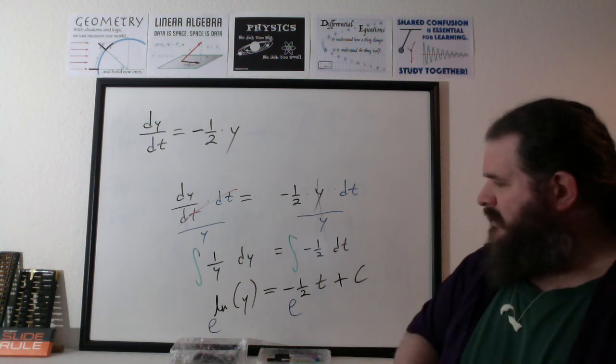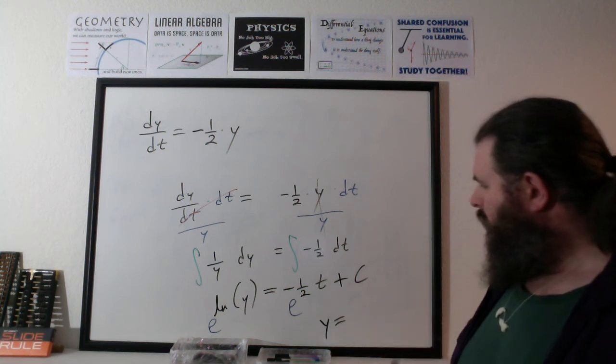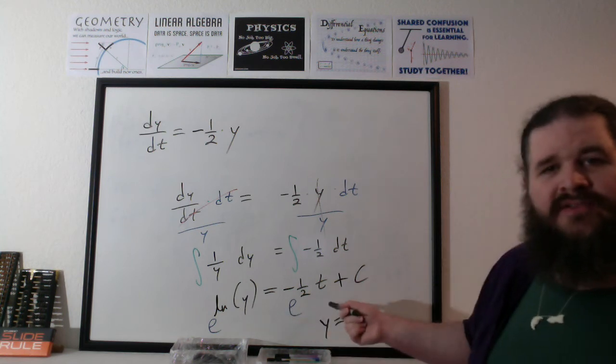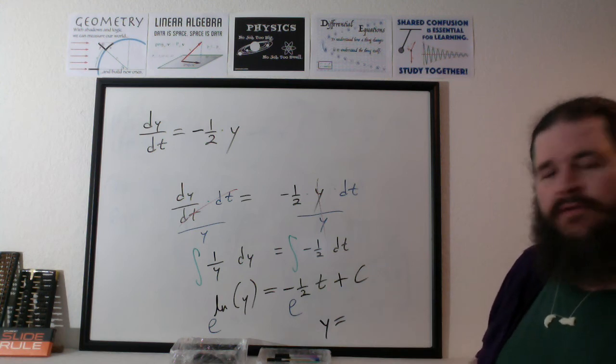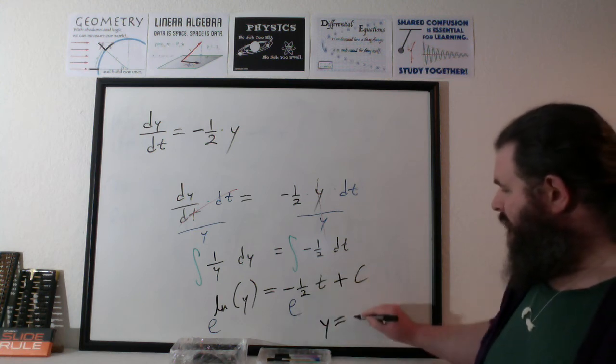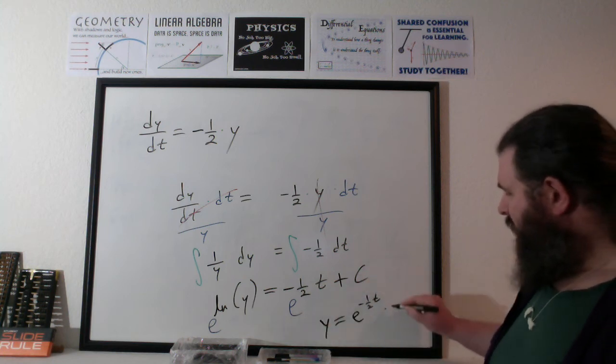On the left side, exponential and logarithmic functions cancel out, so we just get y equals. On the right side, we can split this up. E to the power of something plus something, we can use the product rule for exponents. E to the negative 1/2 t times e to the second thing, e to the c.